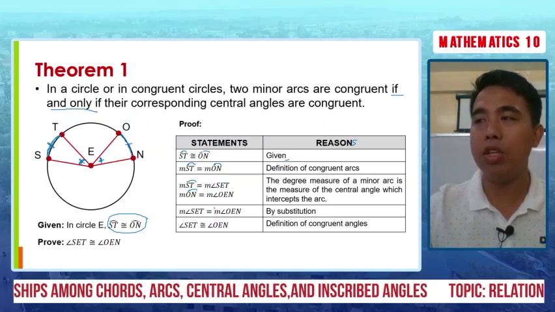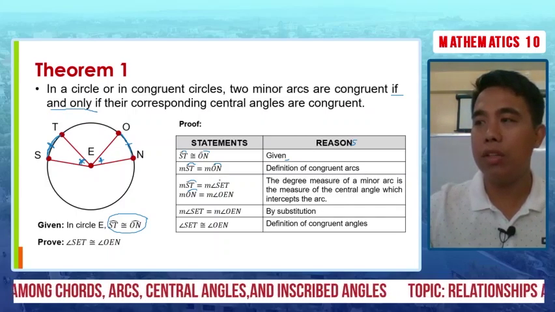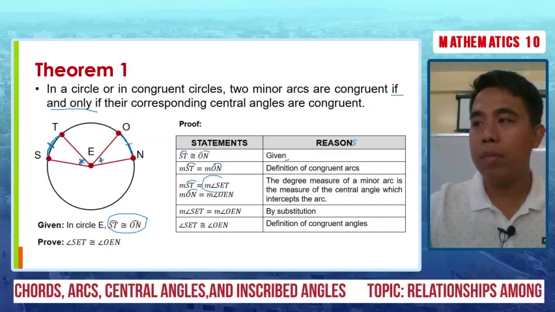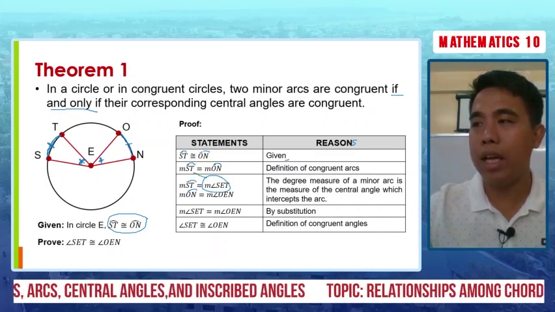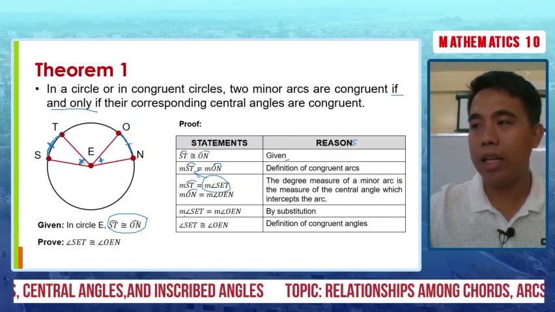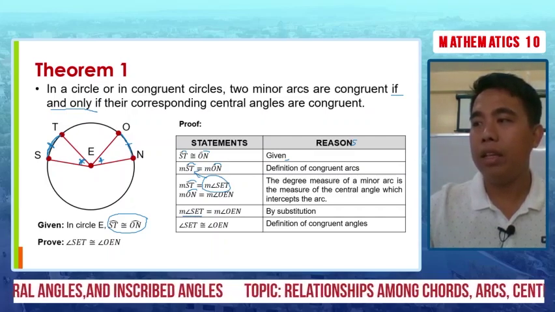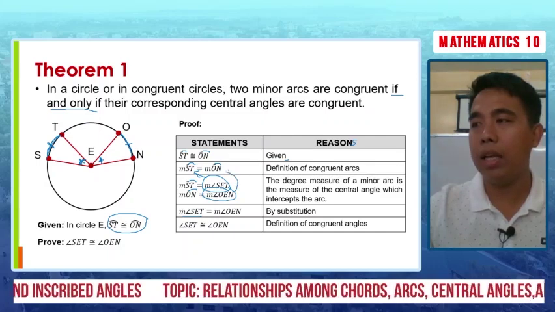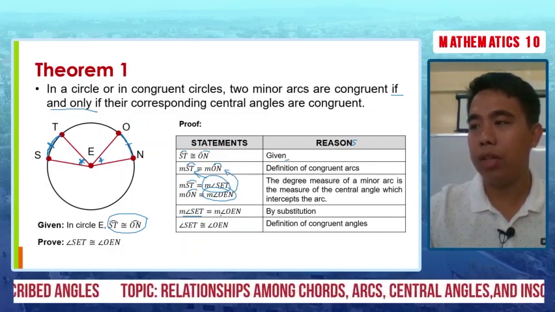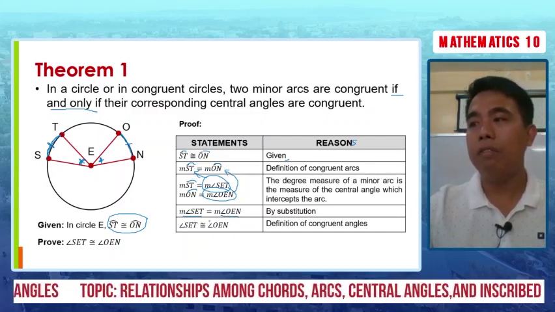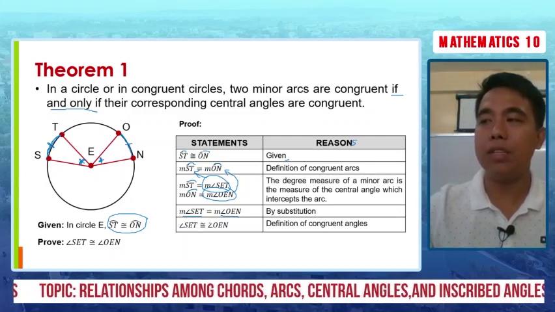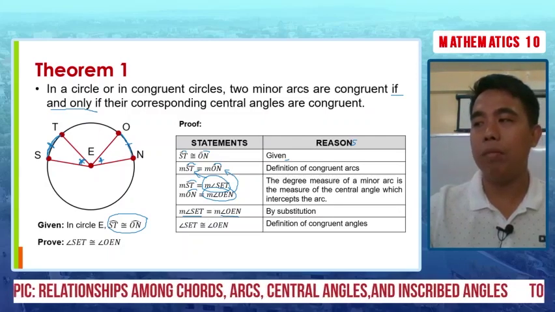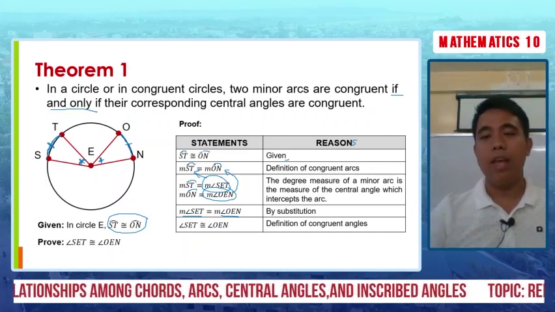And then, by substitution, we substitute the measure of angle SET for ST, so it became like this. And then we substitute the measure of angle OEN for ON. So here now, therefore, angle SET is congruent to angle OEN by definition of congruent angles.